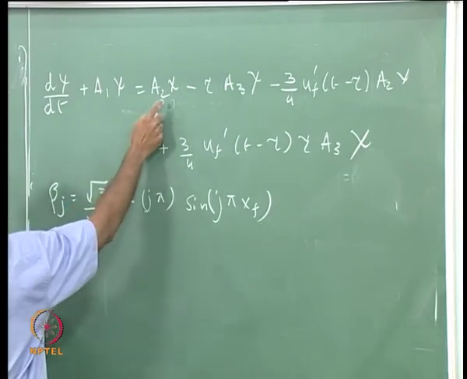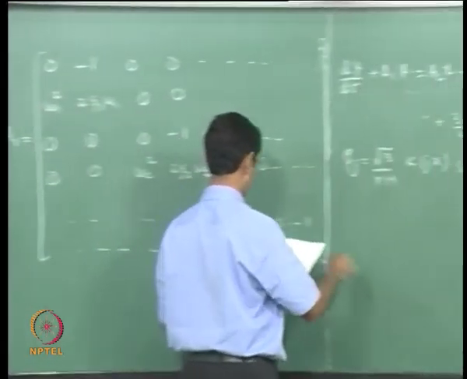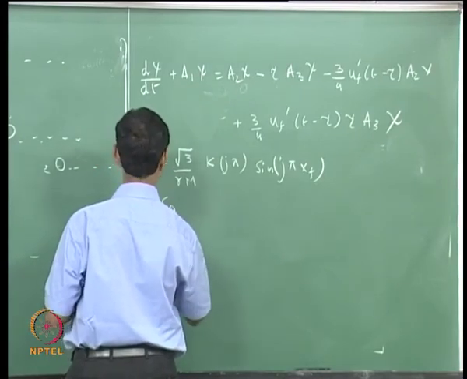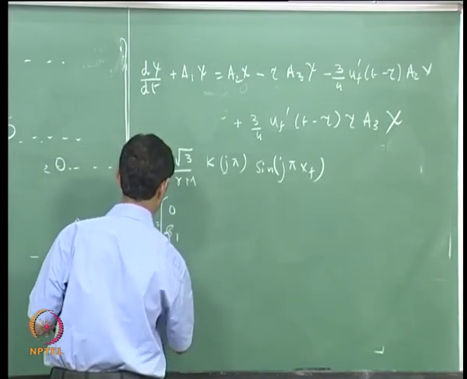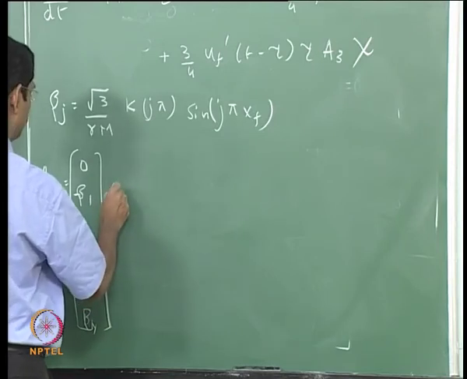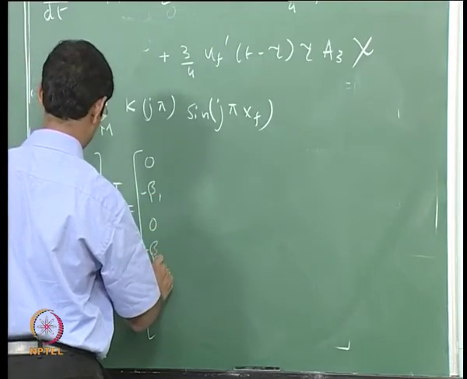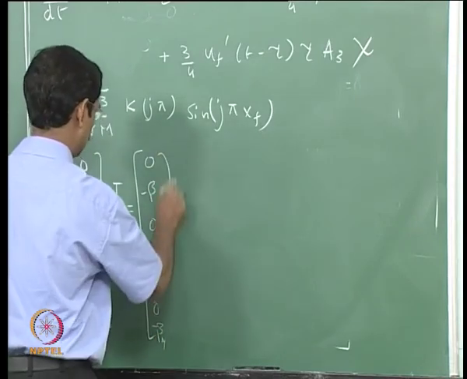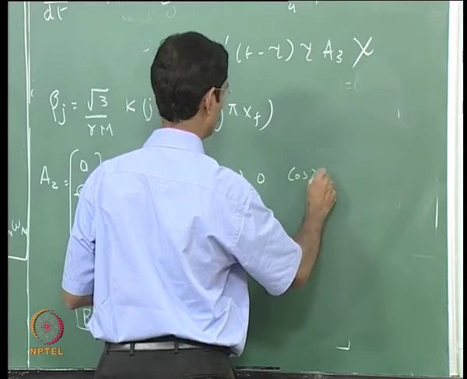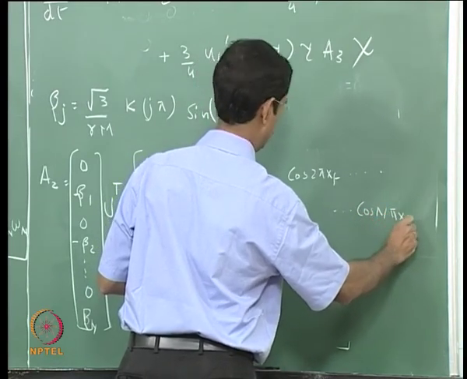So we will look at this term. We have to take this and multiply the first term. So A2 can be constructed as follows: 0, beta 1, 0. Well, we have a minus sign, so we will put the minus sign also here: 0, beta n times u transpose. This should be 0, minus beta 1, 0, minus beta 2, 0, minus beta n, times cos pi xf. I am just trying to expand, this is the definition of u transpose, times cos n pi xf, 0.